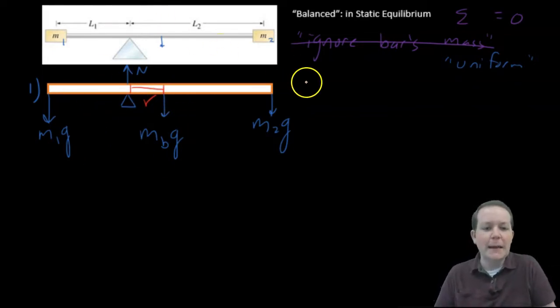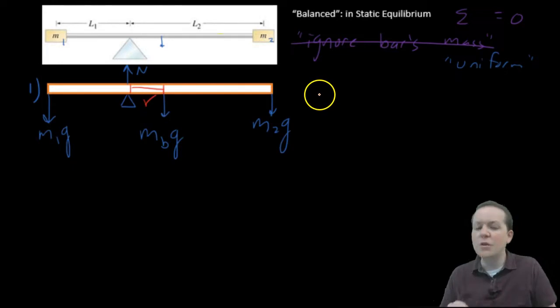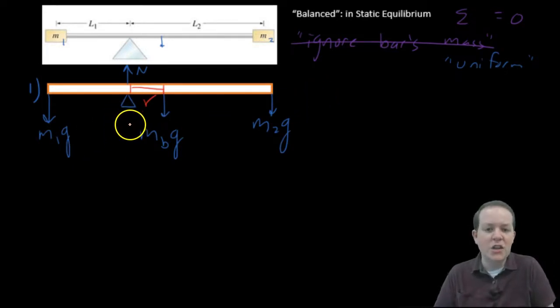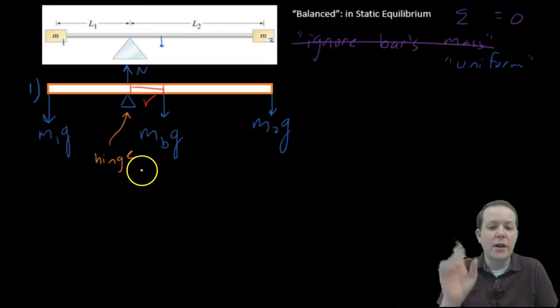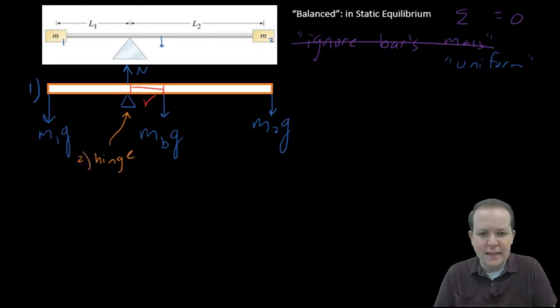Okay, what's my step number 2? Step number 2 is all about the hinge. Where's my hinge going to be? Oh, I'm going to slap it down right here. And it's super obvious, right? You don't necessarily have to put this on your paper, but make sure in your brain you know where your hinge is going to be located. So there's my step 2.